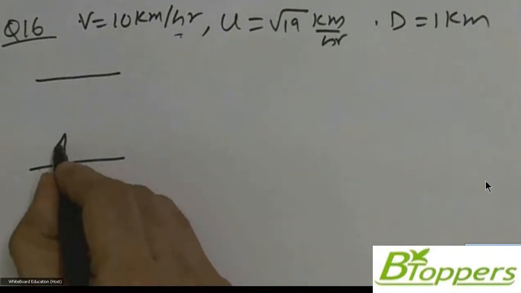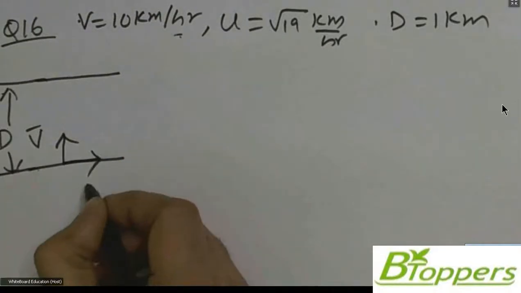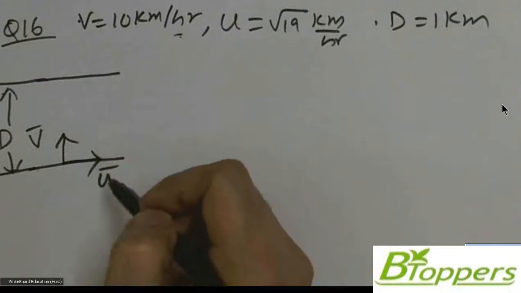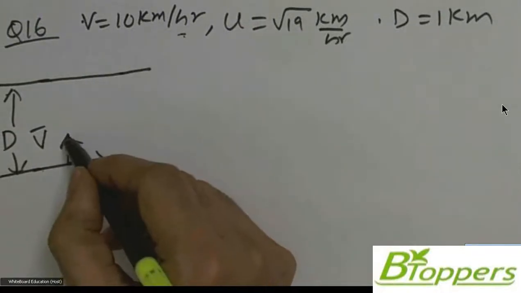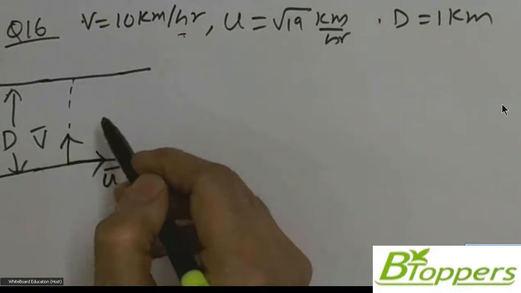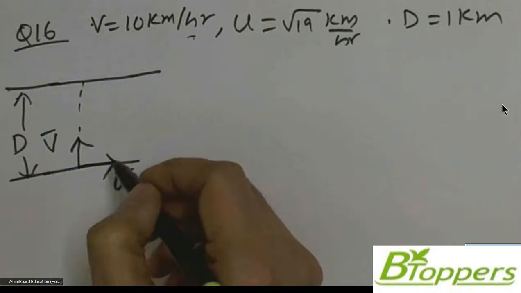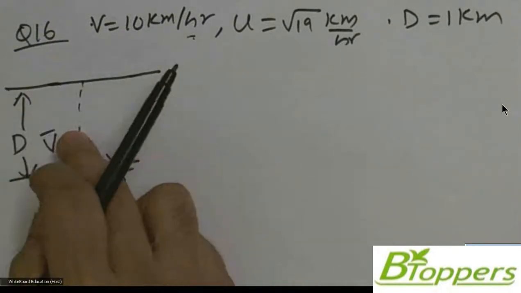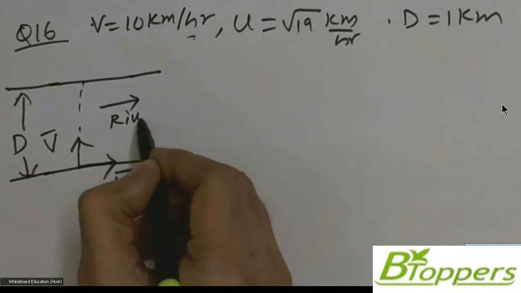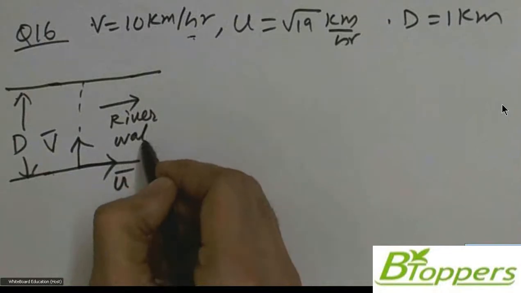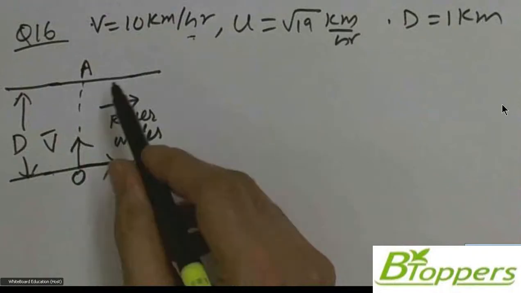As I discussed in the past, consider the time taken by the boat or swimmer to cross the river when V bar is directed perpendicular to U bar. Here V bar represents the velocity of the boat relative to water, and U bar represents the velocity of the river water. This is the bed of the river in the figure, meaning this is the direction of the flow of river water. O is the initial position of the boat on one bank, and A is the exactly opposite point on the other bank.